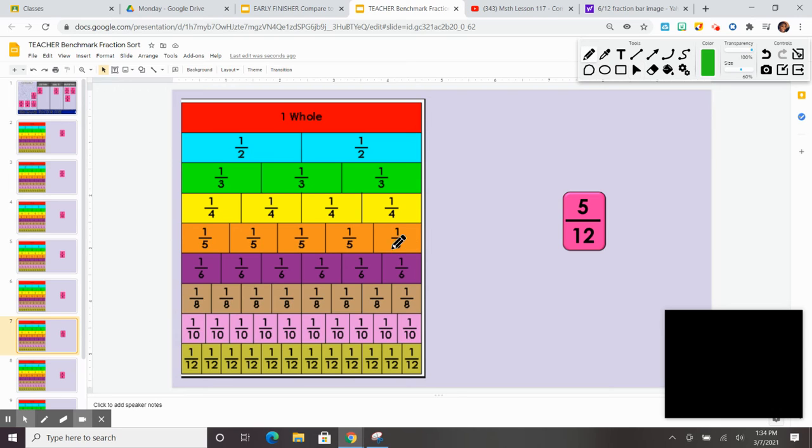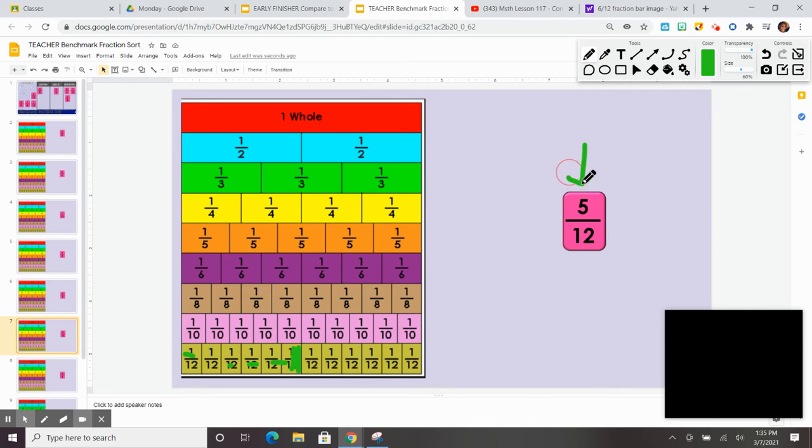I know that 6/12 is equivalent to 1/2. All right, I know that 6/12 is equivalent to half. So if I count 1, 2, 3, 4, 5, 6, here is 6/12. That is equivalent to 1/2, right?